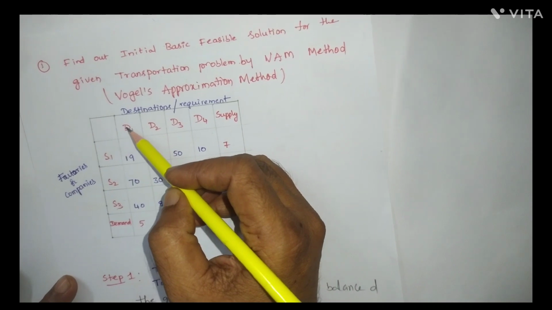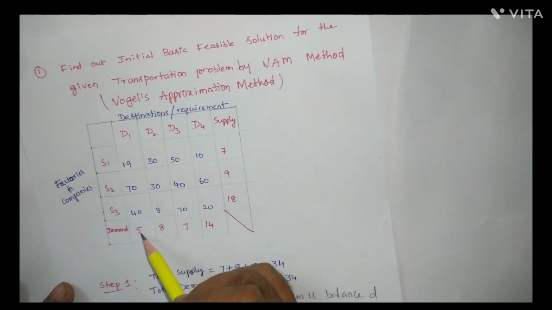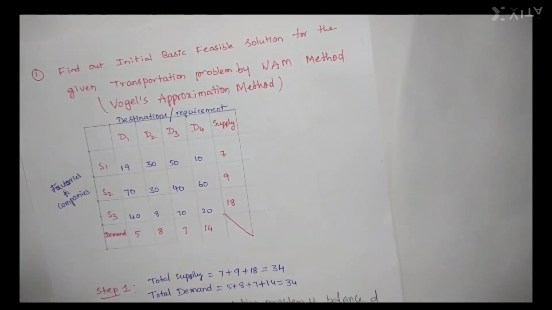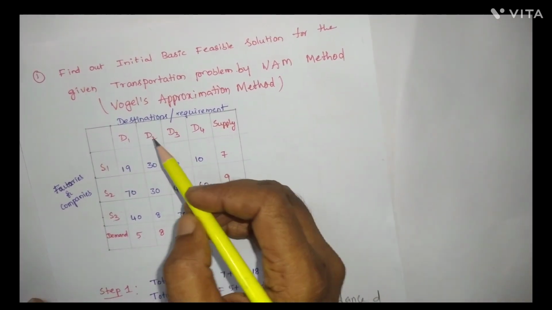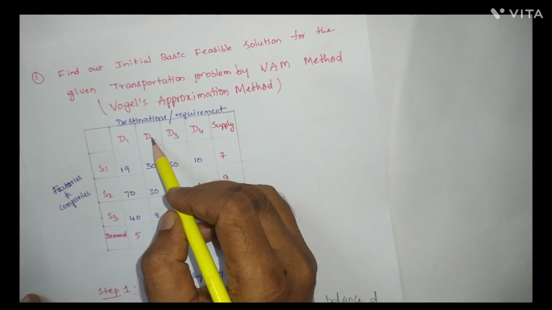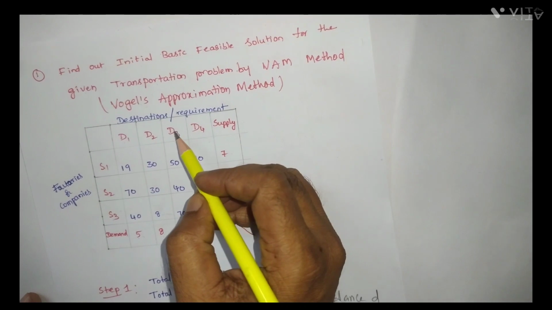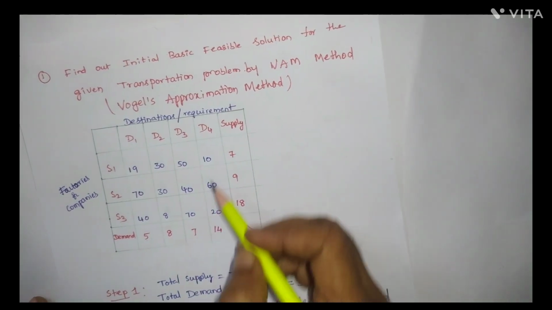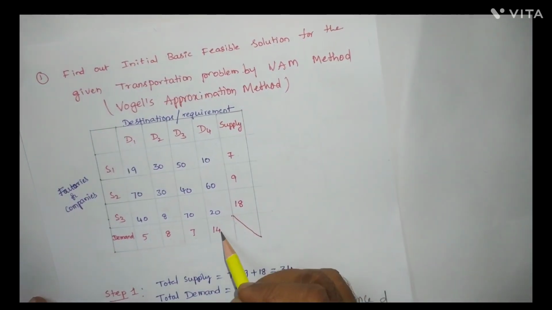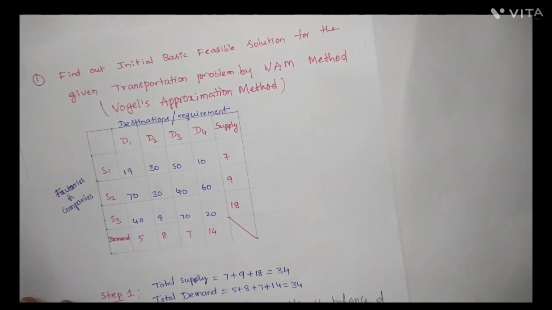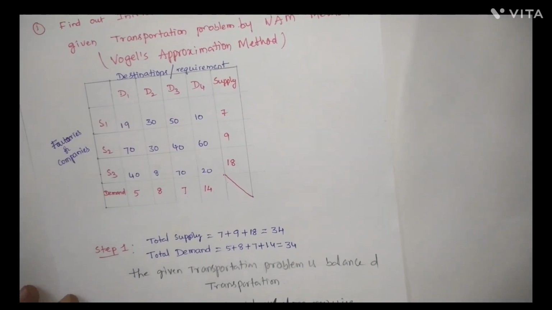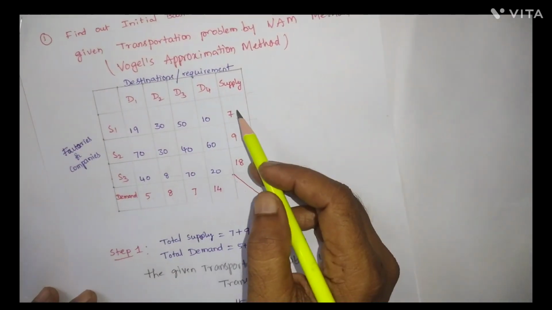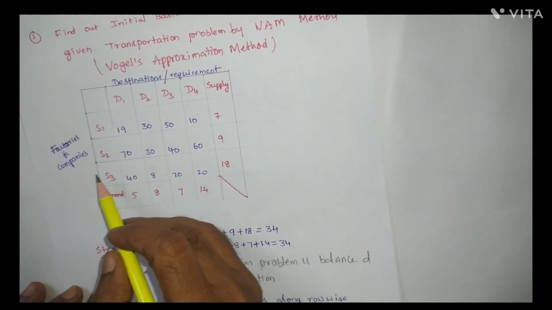Requirements: for destination D1, the requirement is 5 units. For destination D2, the requirement is 8 units. For D3, 7. For D4, 14 units. We have to calculate the transportation cost.